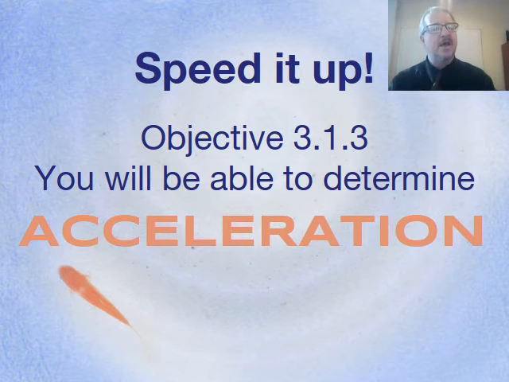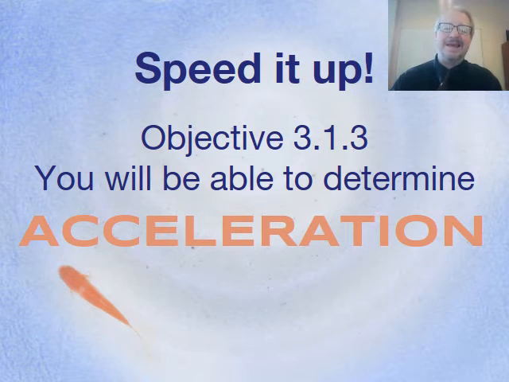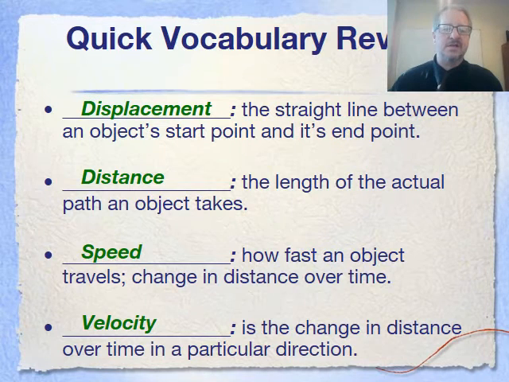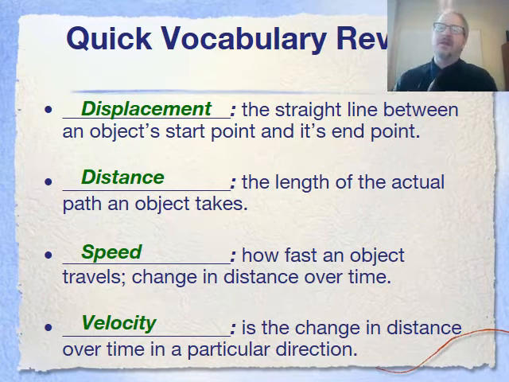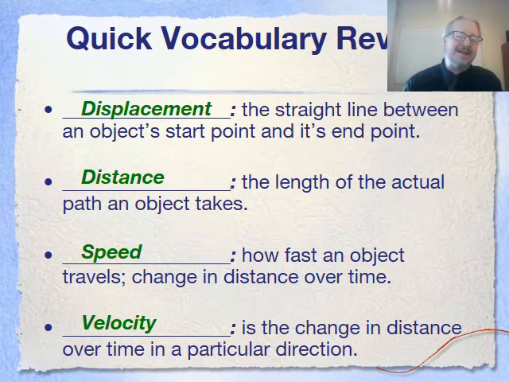Little joke. Objective 313 is determining acceleration. And how do we do that? We use a formula, of course. But before we get to the formula, let's talk about some of the vocab that I want to make sure you're clear on. You will notice that on your worksheet attached to this assignment, the first 4 blank lines are these definitions. So displacement, that's the straight line between an object's start point and its end point.